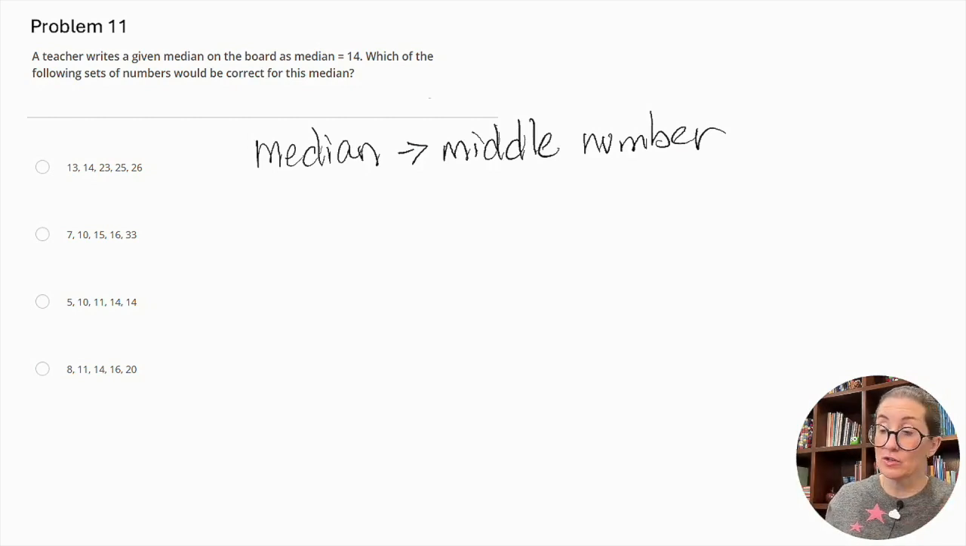And if it's an odd number, and in this case, each of the sets has 5 numbers, it's going to be the one in the middle. So we are looking for the middle number to be 14. Let's look here. 23, so that's not it. 15, that's not it. 11, that's not it. The last one, 8, 11, 14, 16, and 20. We've got it right there. 14 is the median in this data set.